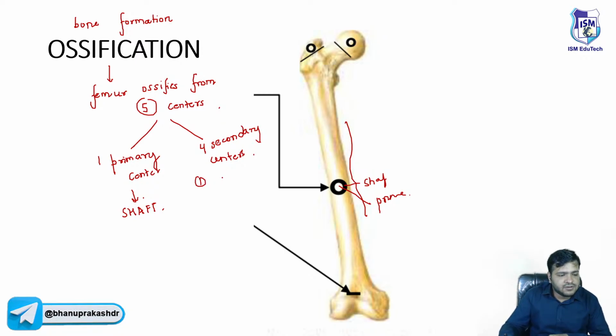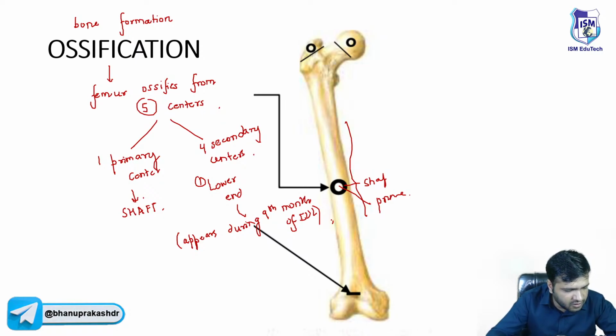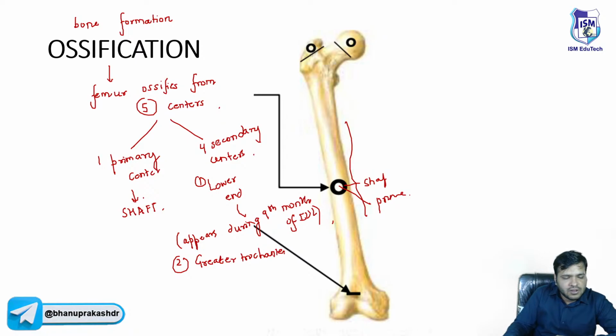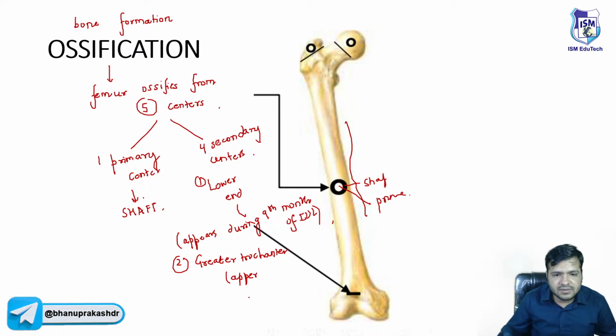The very first one is at the lower end, which is just marked over here also. The lower end appears during the 9th month of intrauterine life. The second one, beta, is the greater trochanter. It appears after birth.